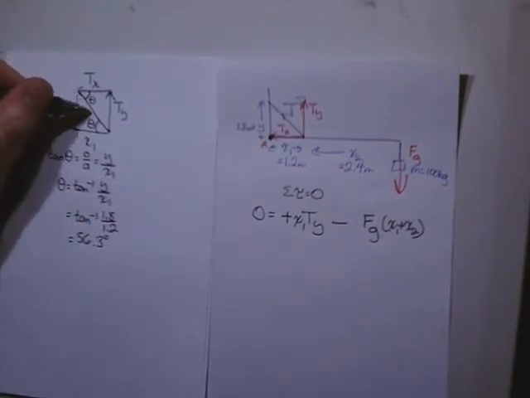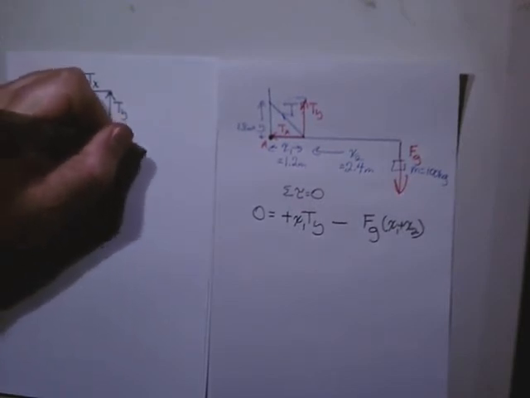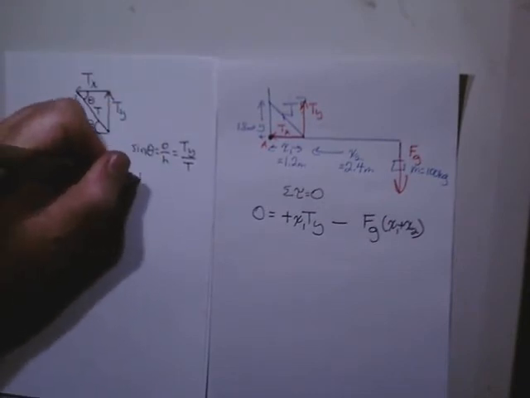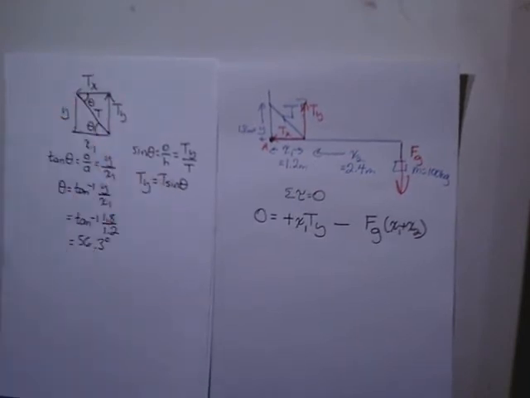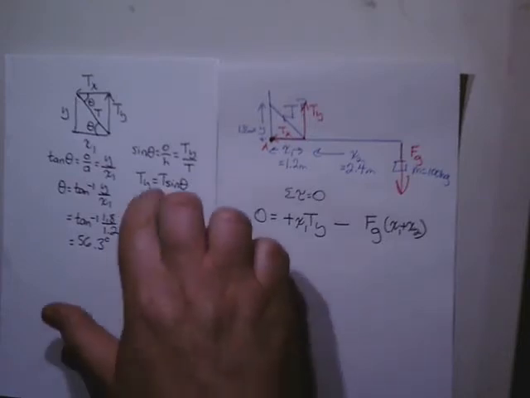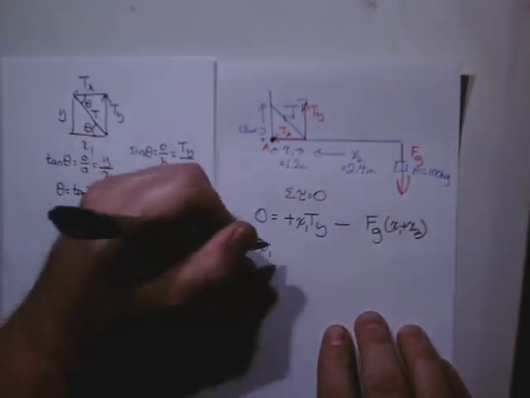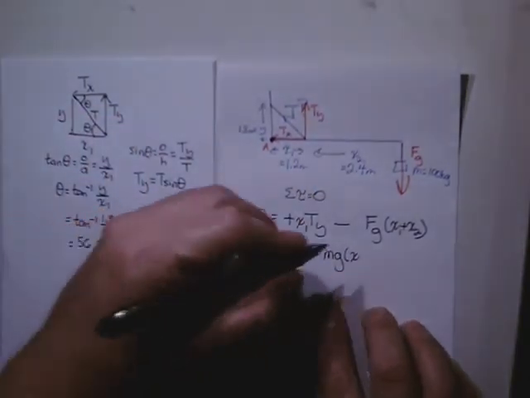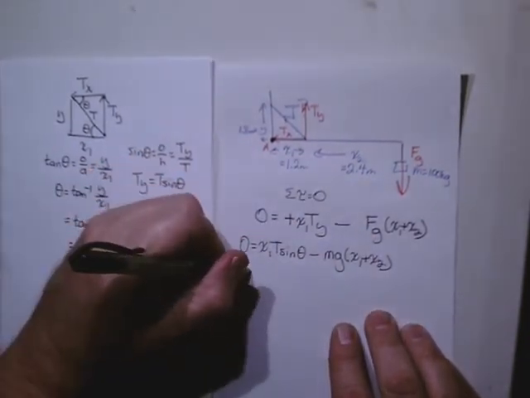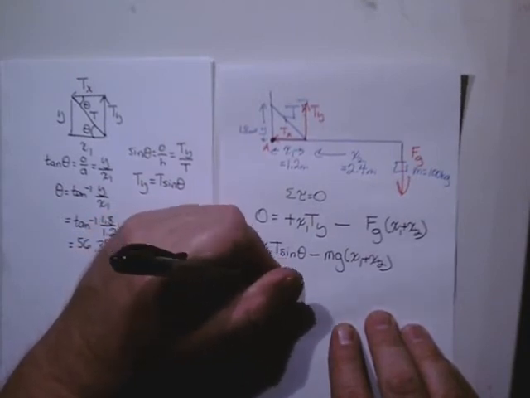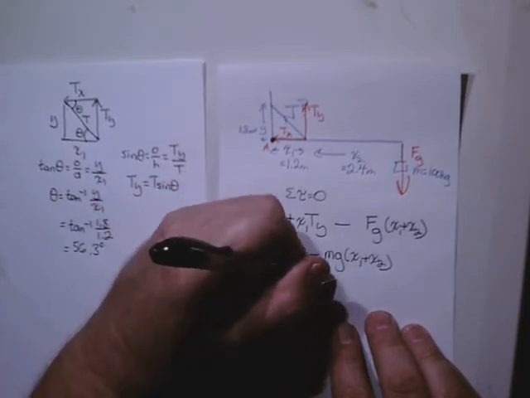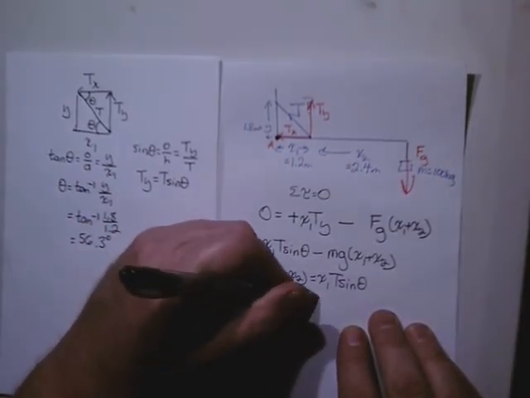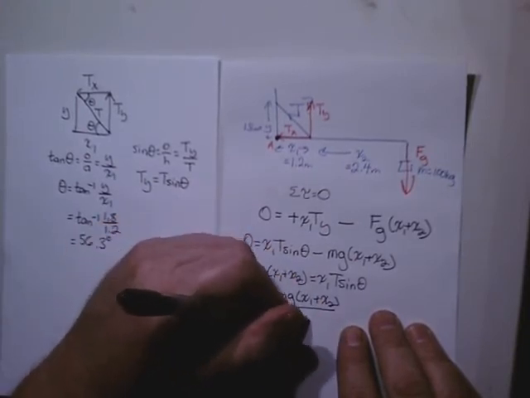And because that theta and that theta are the same, and that is T, the sine of theta, which is opposite over hypotenuse, is Ty over T. So Ty is T sine theta. Plug that into here. 0 equals x1 T sine theta minus mg, because force of gravity is mg, times x1 plus x2. And I'm left with mg times x1 plus x2 equals x1 T sine theta. So T is mg times x1 plus x2 over x1 sine theta.